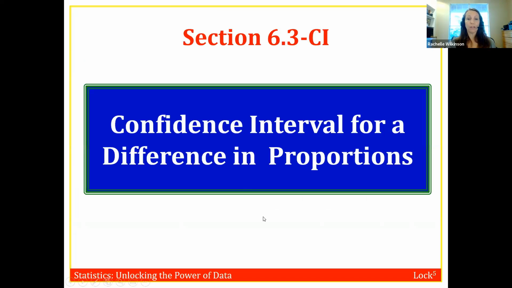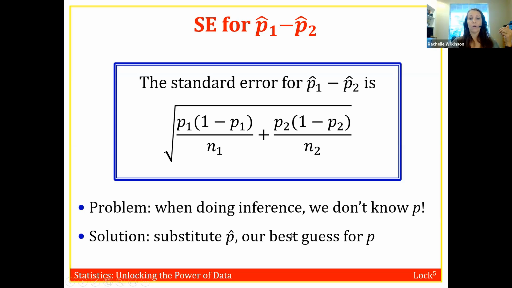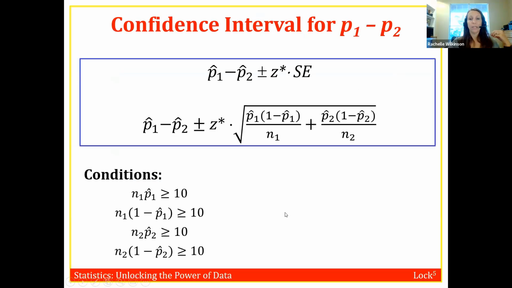So first, let's talk about confidence intervals this time. We said, okay, here's the standard error formula, which we can't use as is, but when we're doing a confidence interval, then our best guess for P1 and P2 are going to be P hat 1 and P hat 2. So we're going to go ahead and substitute P hat 1 and P hat 2 into this formula.